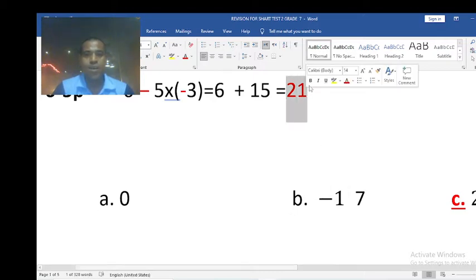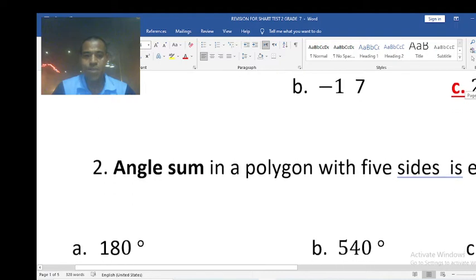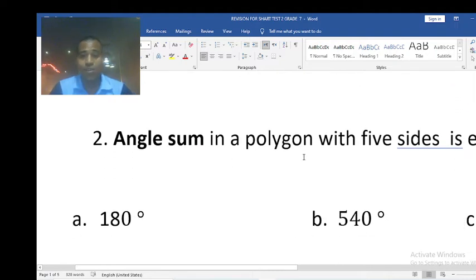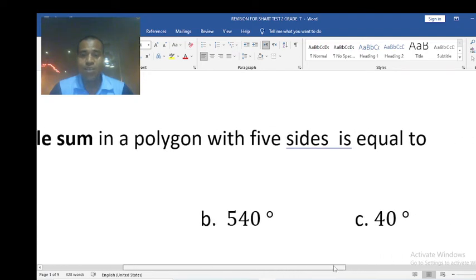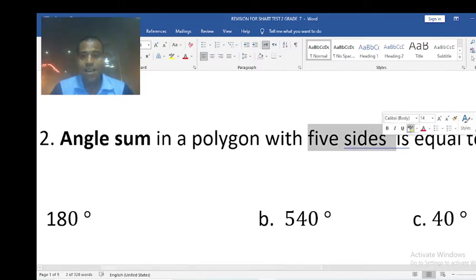Okay, now we move to the next one. Question number 2. Also, it's a multiple choice question. Angle sum in a polygon. A polygon can have 3 sides, it will be a triangle. 4 sides, it will be a quadrilateral. 5 sides, pentagon, and so on. So an angle sum in a polygon with 5 sides is equal to what? Here the keyword is 5 sides, and the other keyword is the angle sum.